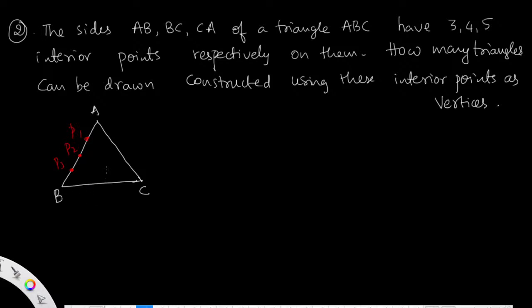Next, 4 points are there on BC: 1, 2, 3, 4, that is Q1, Q2, Q3, Q4. Next, 5 points are there: R1, R2, R3, R4 and then R5. Okay. The sides AB, BC, CA of triangle ABC have 3, 4, 5 interior points respectively on them. How many triangles can be constructed using these interior points as vertices?